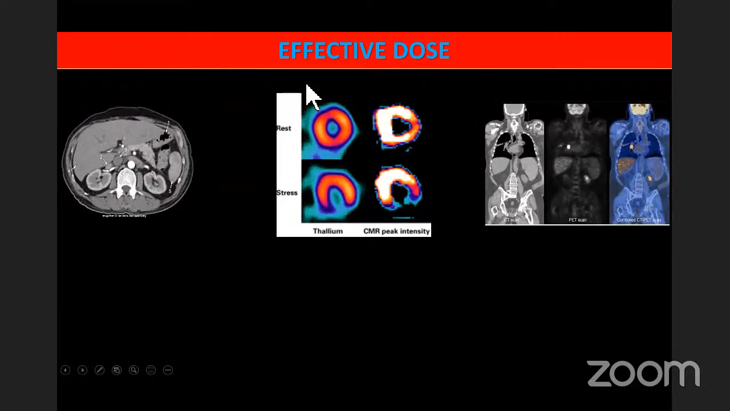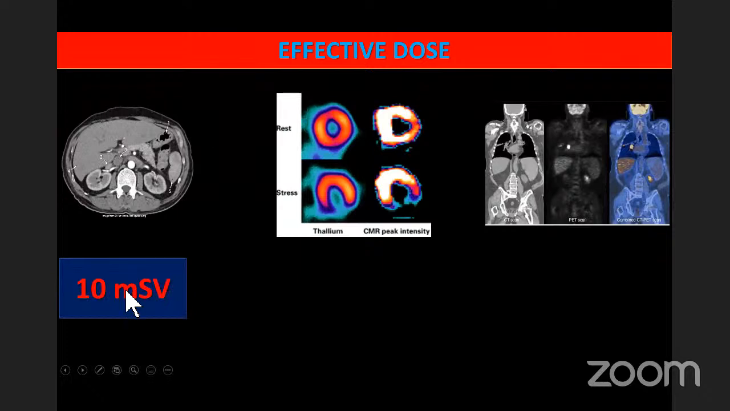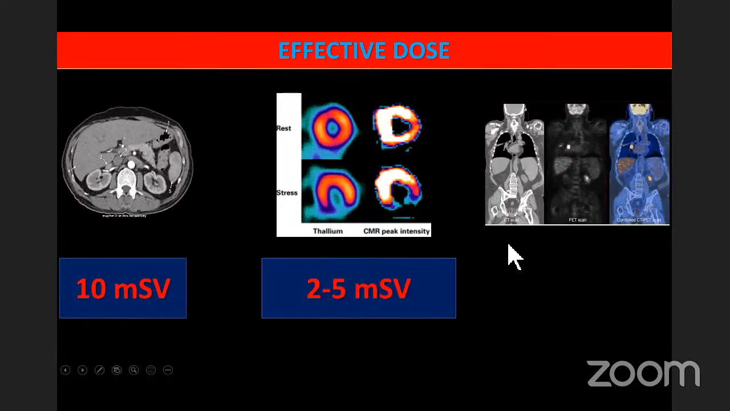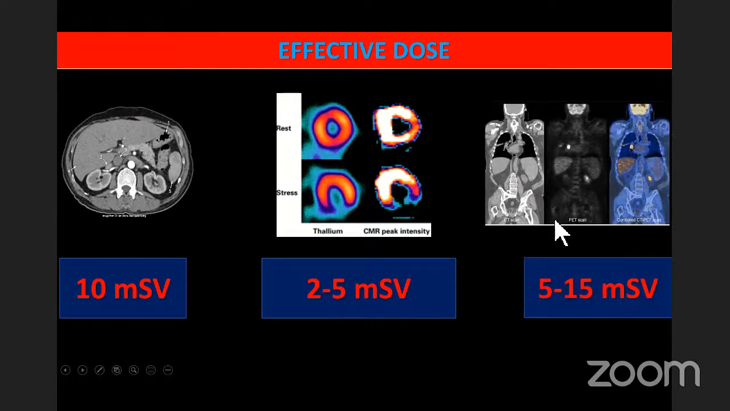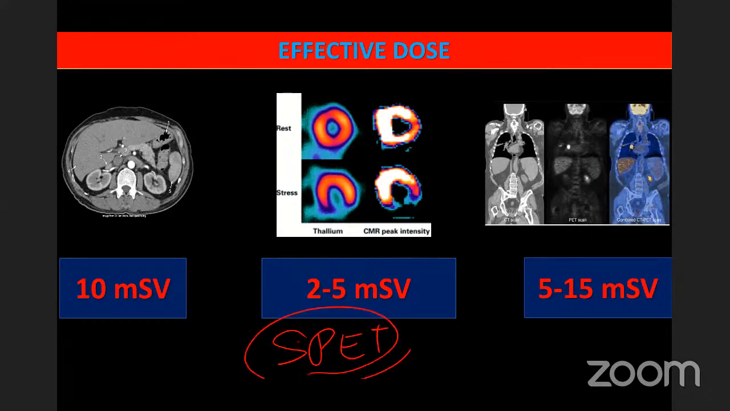Okay, so the effective dose for the CT abdomen is 10 millisieverts. Then for a SPECT scan, it will be 2 to 5. And then for a PET scan, okay, so this is a SPECT. This I'll discuss when I'm discussing nuclear medicine in cardiology. So this is the heart. We do a scan, the SPECT scan, to see: is this tissue viable? That's why we are doing this scan.